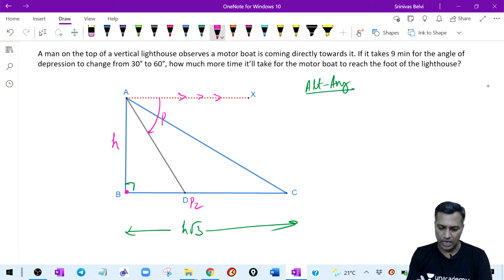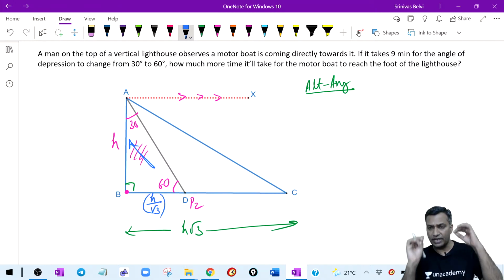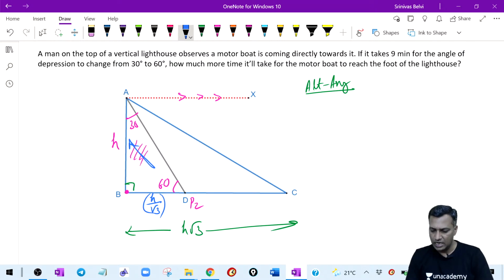Position 2, so the angle of depression is 60 degrees. Therefore, by alternate angles, this becomes 60 degrees and hence this becomes 30 degrees. Now take a look at this particular triangle. The side opposite 60 is h. Therefore the side opposite 30 is going to be h divided by root 3. That is h divided by root 3 and the whole distance is h root 3.